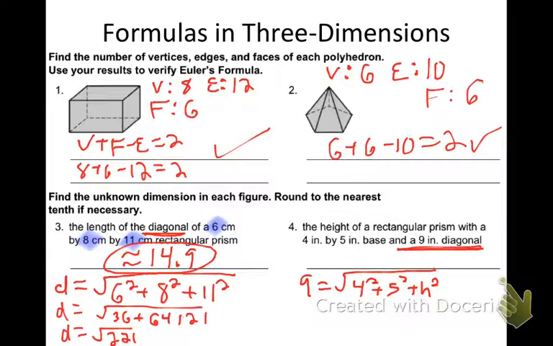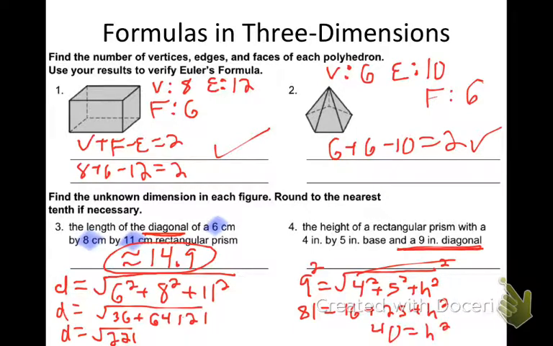Now I just need to solve it for h. What undoes a square root? Square. So I need to square both sides. So I get 81 equals 4 squared is 16, 5 squared is 25, plus h squared. What do I have to do with that 16 and 25? Move them to the other side. So I subtract 16, or I can add them. I get 41, subtract 41 to the other side. I end up with 40 equals h squared.